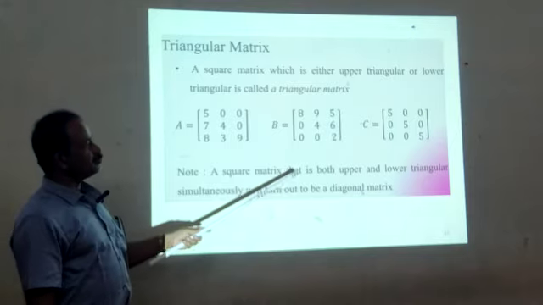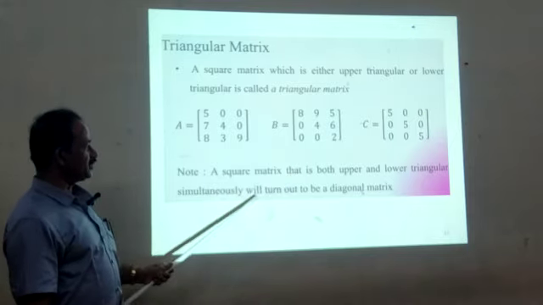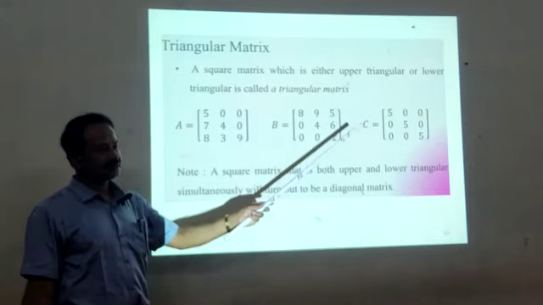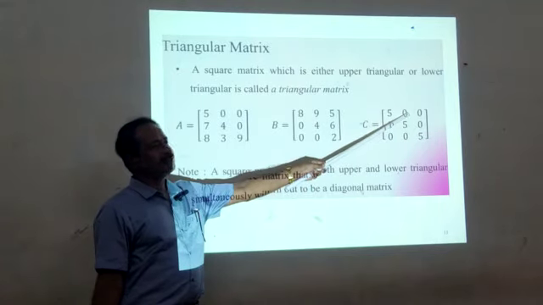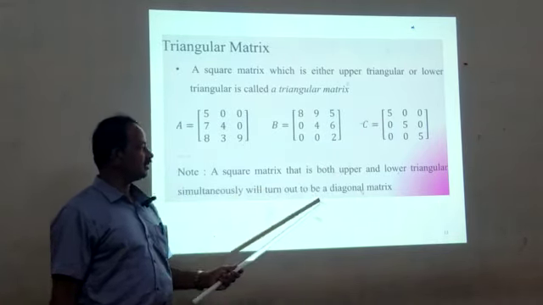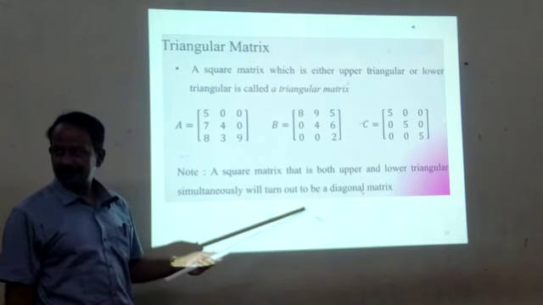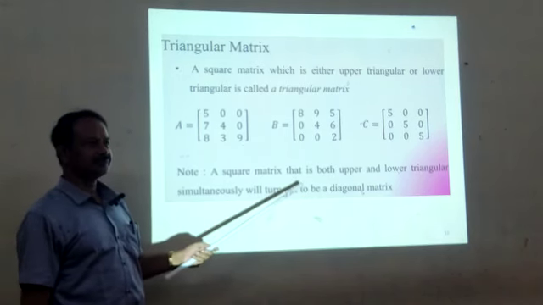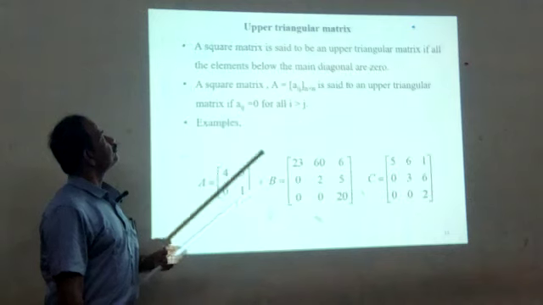A square matrix that is both upper and lower triangular simultaneously will turn out to be a diagonal matrix, of course. So this is an upper triangular matrix and a lower triangular matrix together, and we call this a diagonal matrix, correct? Square matrix or diagonal matrix, whatever it may be.